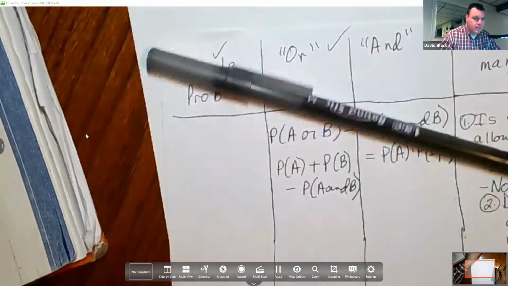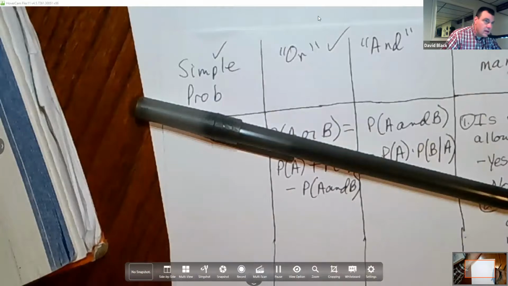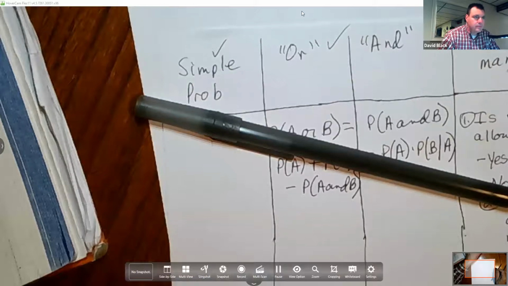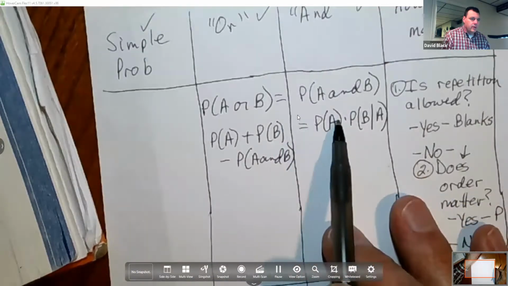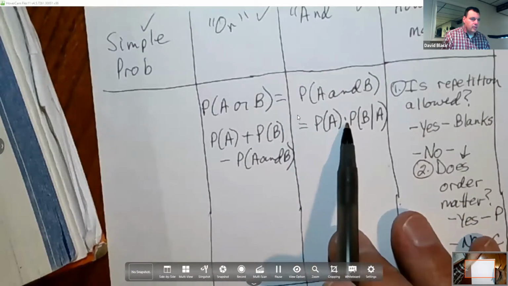Shoot me some chats as to what you think it would be. I'm getting ands all over the house, and you ands are correct. Good, it's going to be an and problem. Okay, so since it's an and problem, then we need to apply this formula, and this formula says to multiply the probabilities.